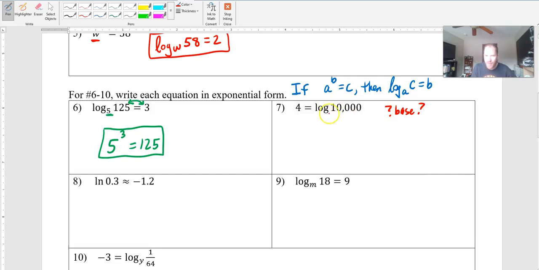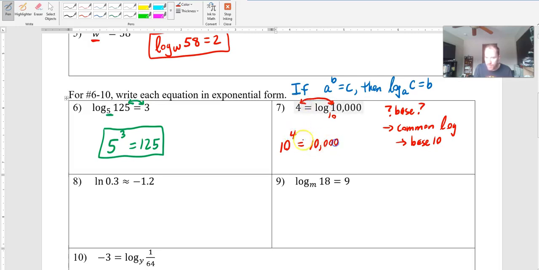This one here, number 7, this is a good one because you say, what's the base? There's no base written down. I don't have a little number written down there. So the thing to remember here is if there's no base written, it's known as a common logarithm or a common log, and the base is 10. So that's just kind of understood here. If you wanted to fill in a little 10 there. So we can keep the base of 10, but then the 4 and the 10,000, those are just going to switch. So 10 to the 4th power equals 10,000.